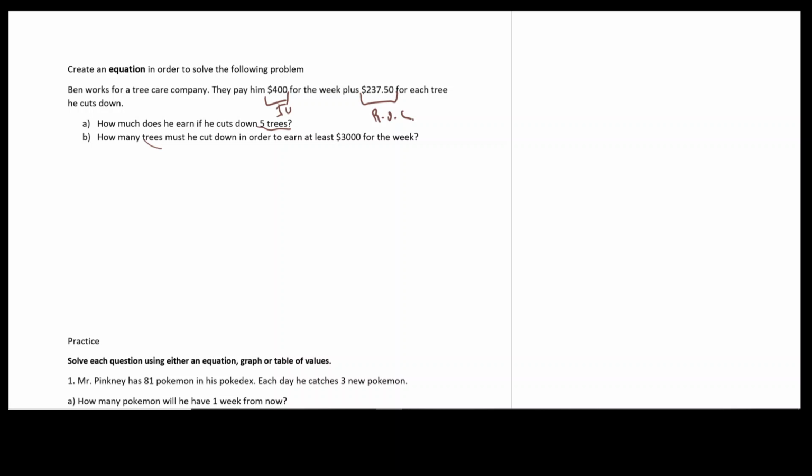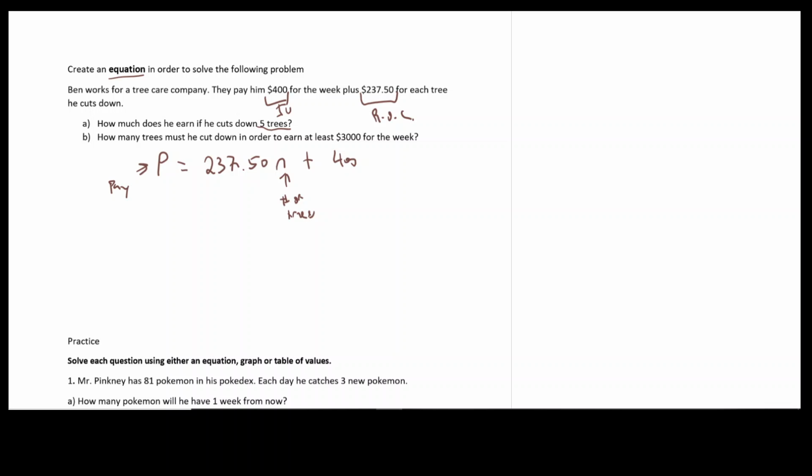So how much does he earn if he cuts down 5 trees? So create an equation in order to solve this. So remember, for an equation, you need a variable. So I'm going to say his pay, P, equals, you put the rate of change with the variable, which is going to be the number of trees, and then you add the initial value after the fact. So there's 2 terms. One of them has a variable, that's the rate of change.